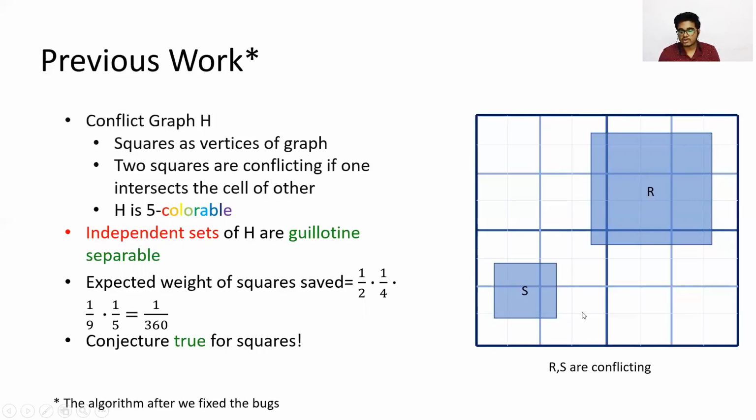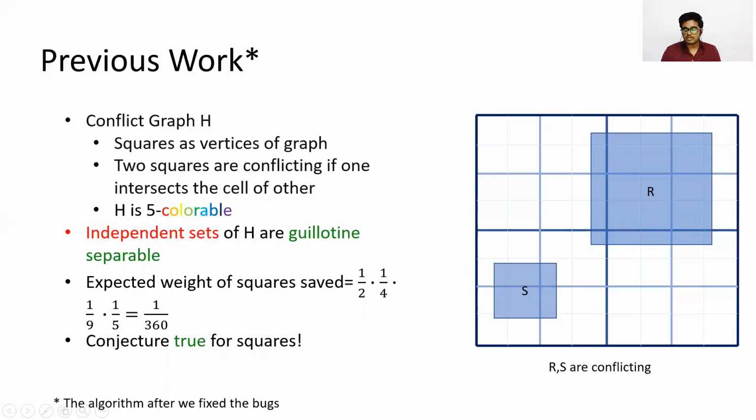So if you want to cut along this grid line, R will get killed. So there is a conflict, so either of them will die. So we can just join an edge. So it turns out H is 5 colorable.